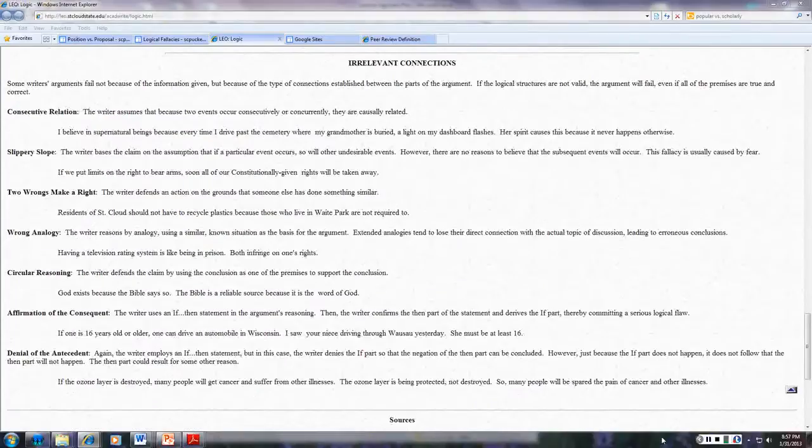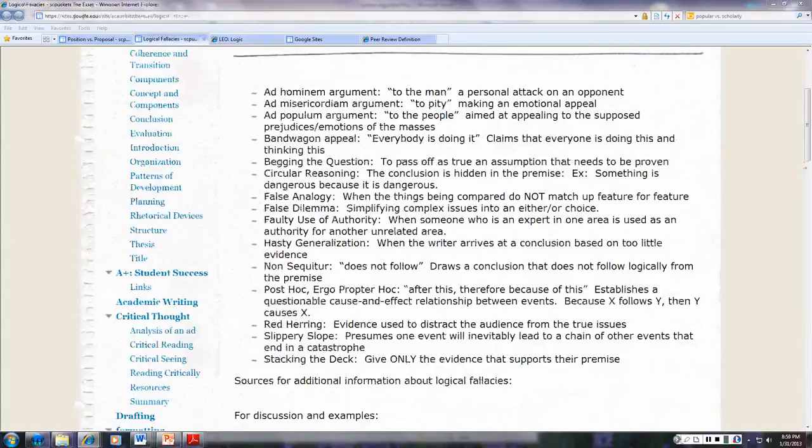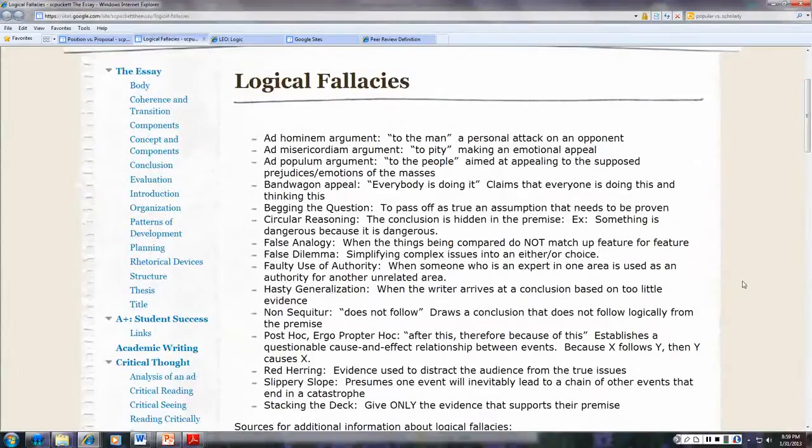And finally, there are irrelevant connections. The slippery slope we've discussed, two wrongs not making a right, a false or wrong analogy, circular reasoning, the affirmation of the consequence, and the denial of something that happened before. In these cases, we use what seems to be good persuasion that really is faulty, and these are called logical fallacies. These persuasive techniques are often very useful as far as persuading someone, but that doesn't mean that you should use them.